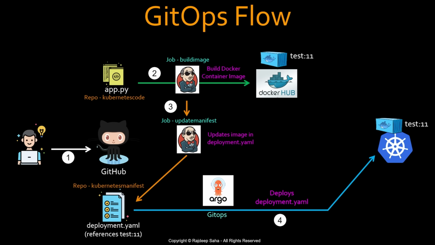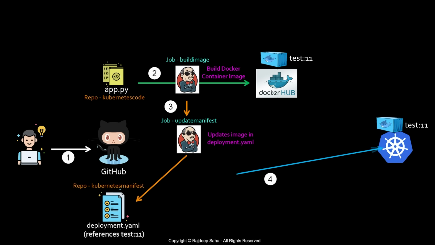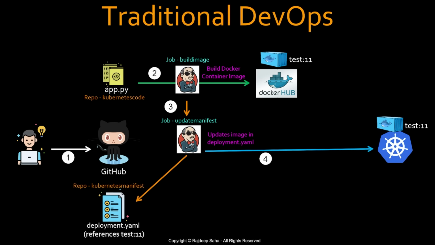So this is how a GitOps flow looks like, but how will this look like with traditional DevOps without GitOps? With traditional DevOps, it is more of a push model. So the job which is updating the manifest can run kubectl commands to deploy those containers into the Kubernetes cluster directly. But what is the disadvantage of this?